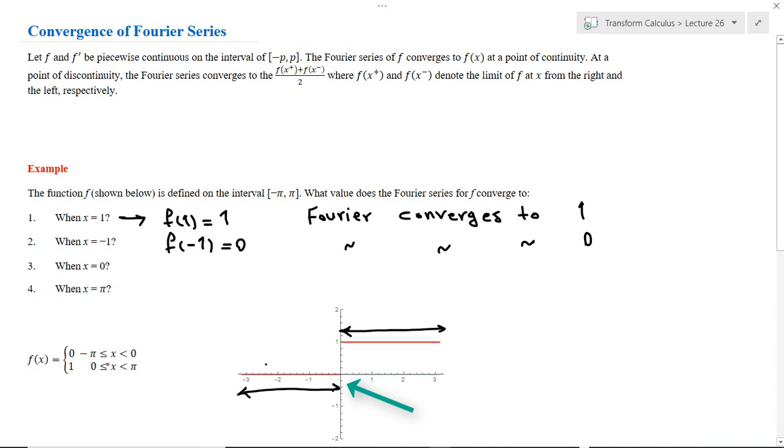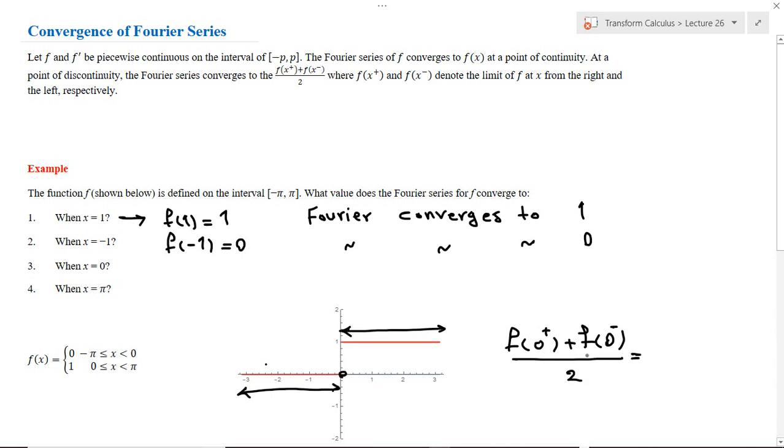Based on the definition, when x is between minus pi and 0, the function is 0, so here I have to consider an open circle. And when x is equal to or greater than 0 and less than pi, the function is equal to 1. So it means that at point 0, we have a point of discontinuity. Based on the definition, the Fourier series converges to (f(x+) + f(x-)) divided by 2 at the point of discontinuity. So in fact, we have to find (f(0+) + f(0-)) divided by 2.